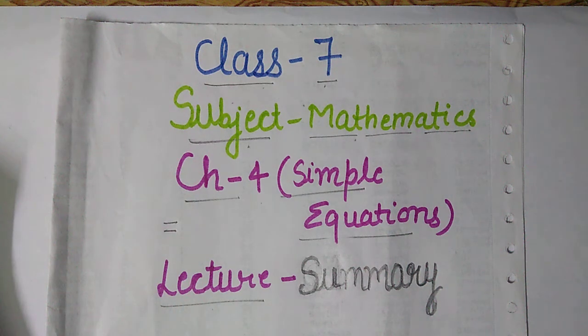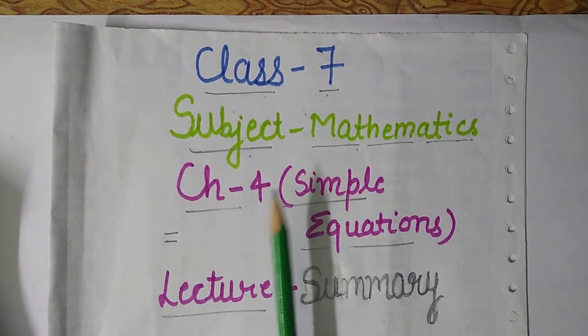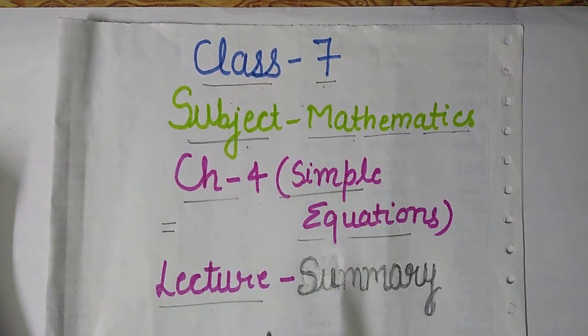This video is for the students of class 7, subject mathematics, and this is the summary lecture of chapter number 4, simple equations. So students, in the previous lecture we have completed our chapter, that is chapter number 4. So in this lecture we are going to discuss the topics that we have learnt in chapter number 4. Briefly I will discuss all the topics that we have learned. So this is the summary lecture of chapter number 4.